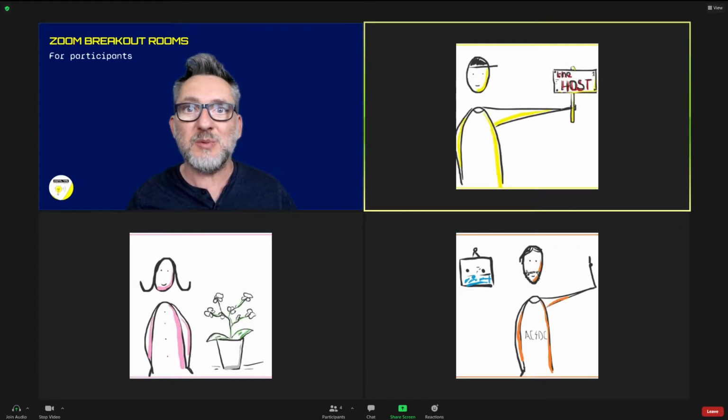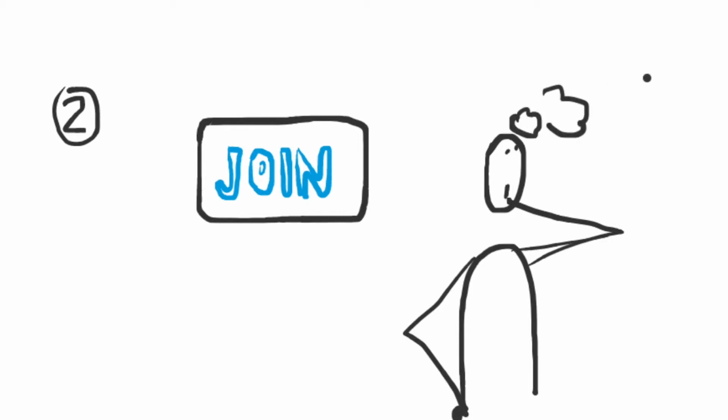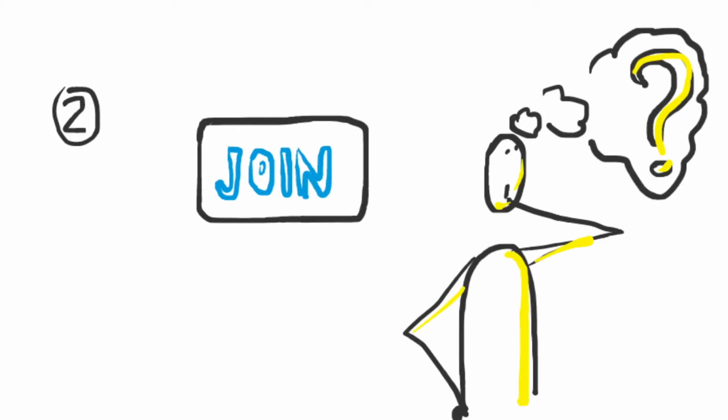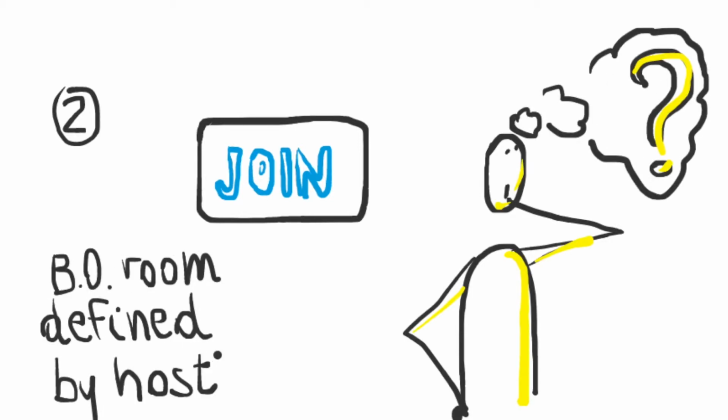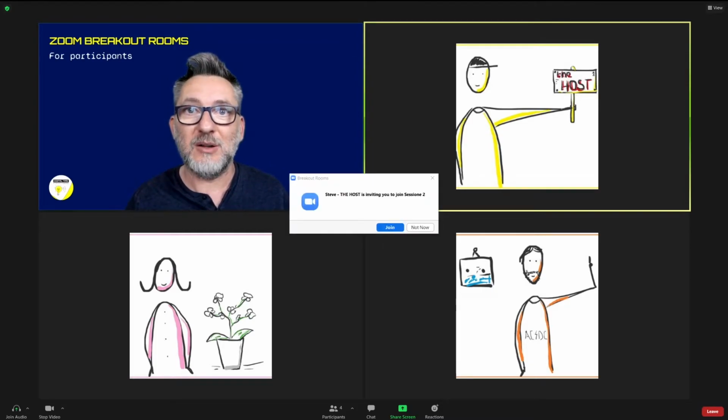The second option is when you are assigned to a breakout room, but in order to join it, you have to click on Join. It's very similar to the first option. The advantage of this option is that if there is any non-active participant in the meeting, then they will not click on Join. So you avoid the risk of finding yourself in a breakout room with participants that are non-active. Now the breakout rooms are open, and in order to join, I have to click on Join.